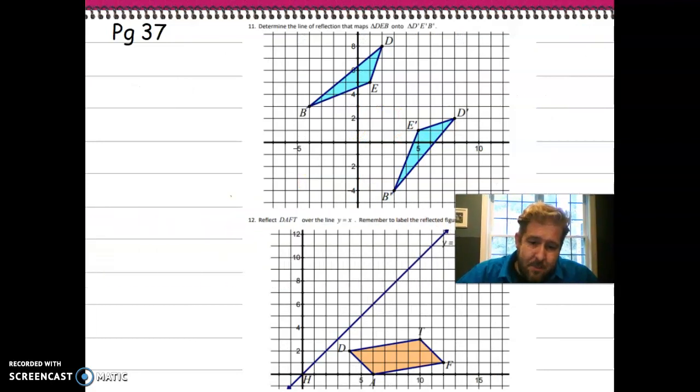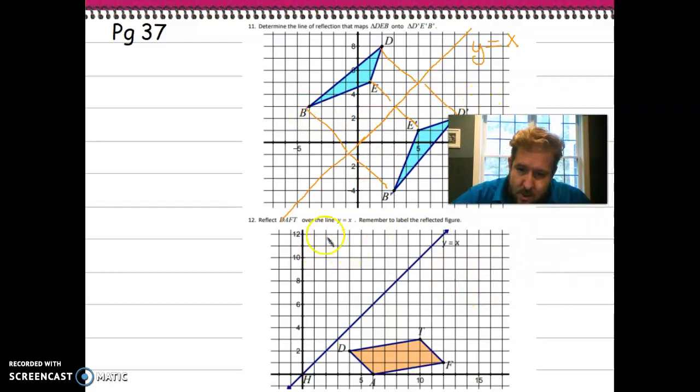Now, for these last couple of questions, we are being asked, what is it a reflection over? This happens to be a reflection over this y equals x line, meaning every point on this line has the same x and y: (0, 0), (1, 1), (2, 2), (3, 3), (4, 4), (5, 5). And D is equal distance to that line, and so is B. That's why it's a reflection over y equals x.